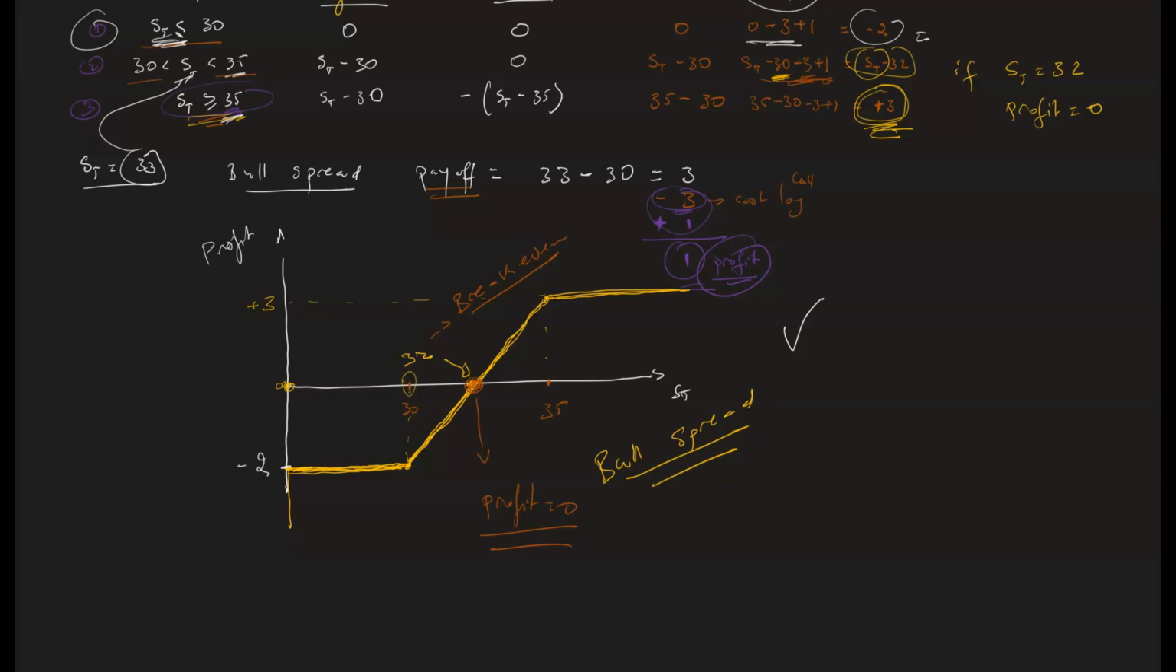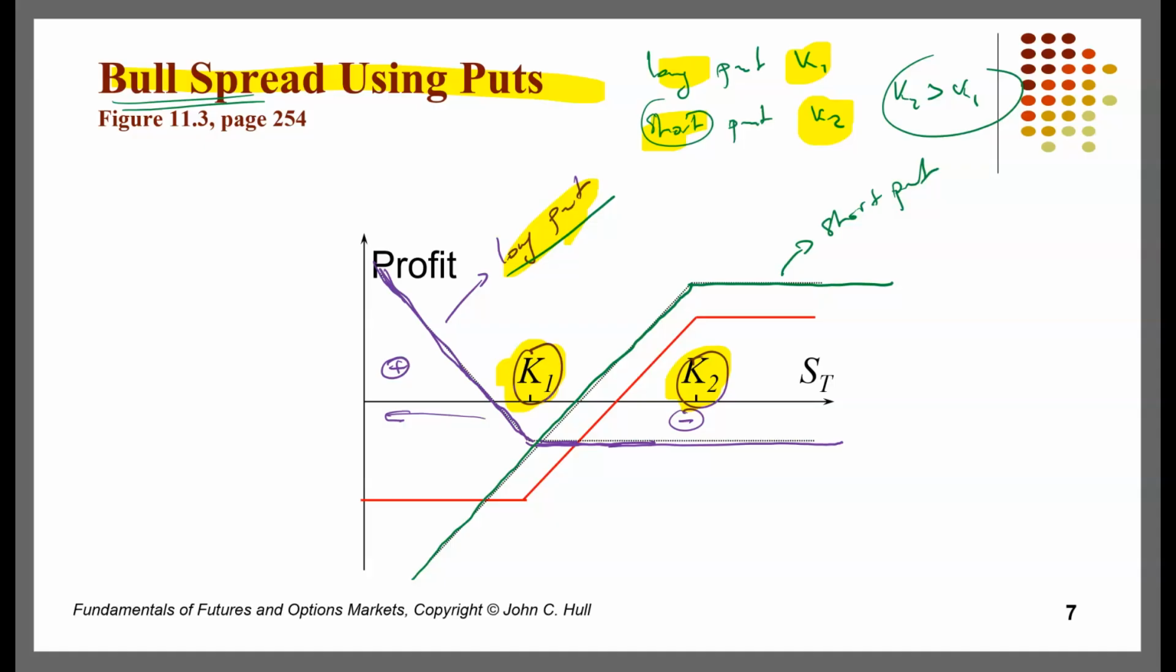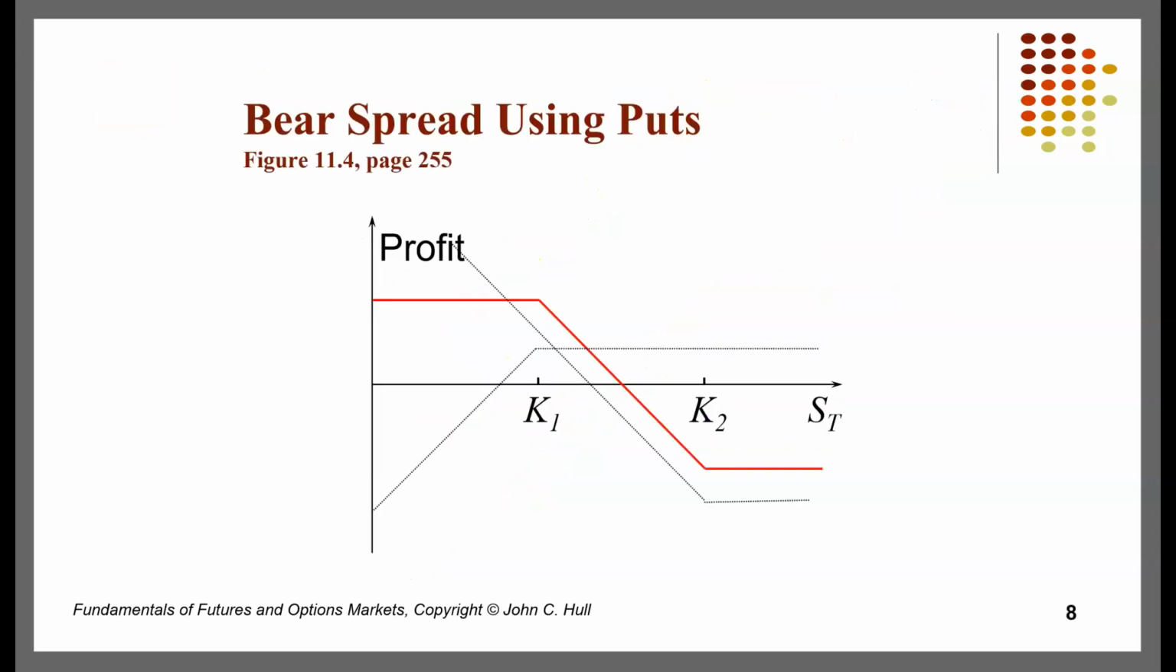All right, we're going to look at the next set of strategies, which is very similar to the bull spread that we've looked at, but this time we're thinking that stock prices are going to fall, so we are essentially bearish in the market. So we're going to consider a bear spread. The bear spread strategy is very similar. It's just the opposite, in a way, of a bull spread.